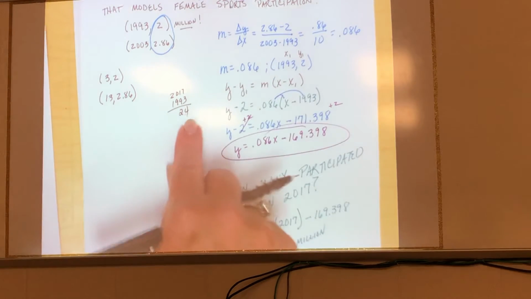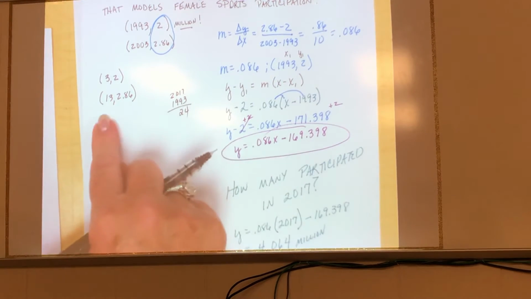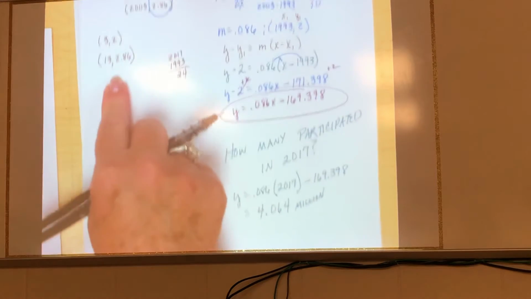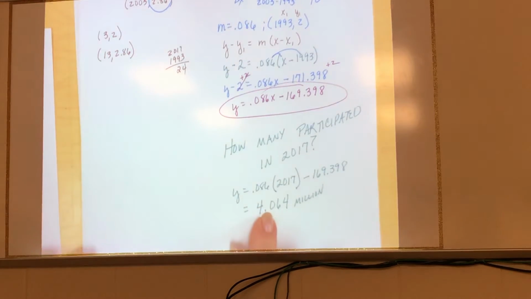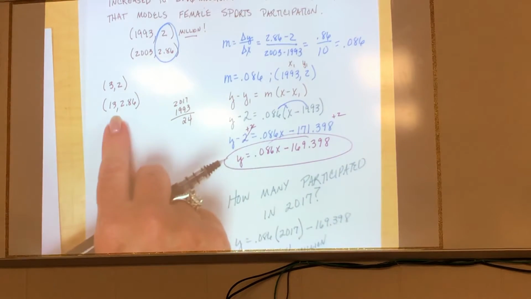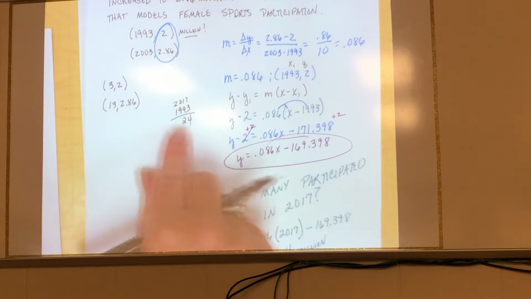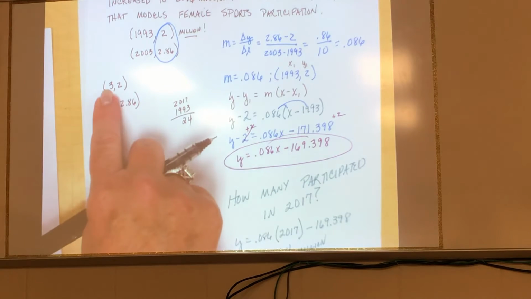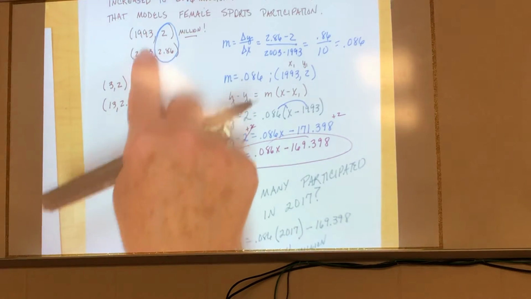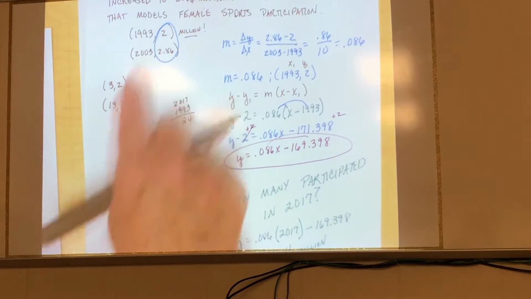24. So this is where the kids got messed up. They wanted to call this point 24, 4.064. It's not 24. It's what? 27. You have to add it to that 3. Just like you did the 10. You said the difference in these is 10.